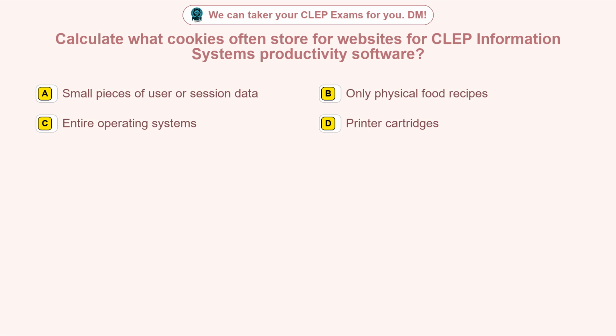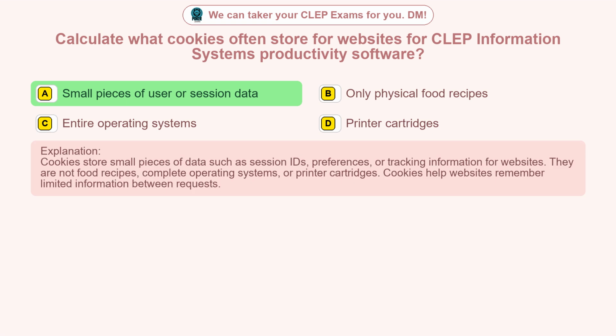Option A. Small pieces of user or session data. Option B. Only physical food recipes. Option C. Entire operating systems. Option D. Printer cartridges. The correct answer is option A. Small pieces of user or session data. Cookies store small pieces of data such as session IDs, preferences, or tracking information for websites. They are not food recipes, complete operating systems, or printer cartridges. Cookies help websites remember limited information between requests.